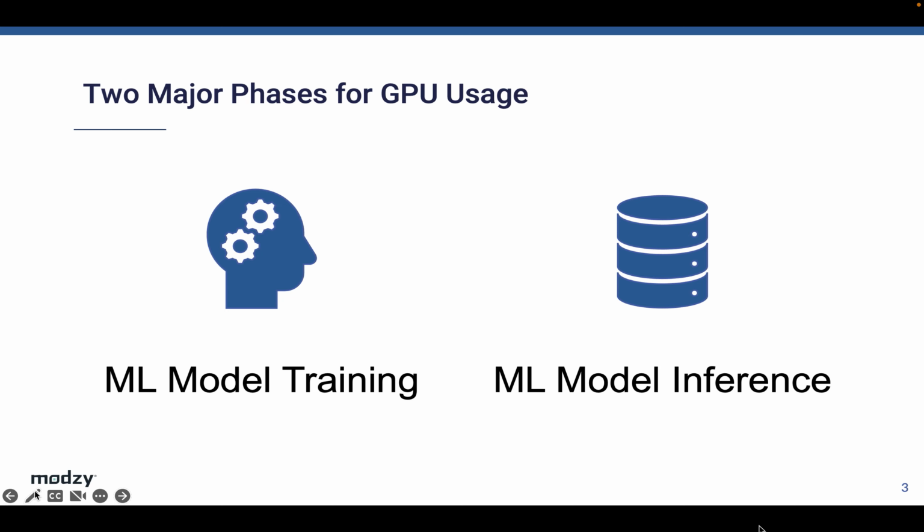So let's get started with some basics and some background information. There's two major phases within the machine learning ecosystem when you're using GPUs. One is during model training, and then the other is during model inference. Model training, we're not going to talk as much about today. That tends to be pretty complex to reduce costs. It's time intensive, it's expensive, it does take time.